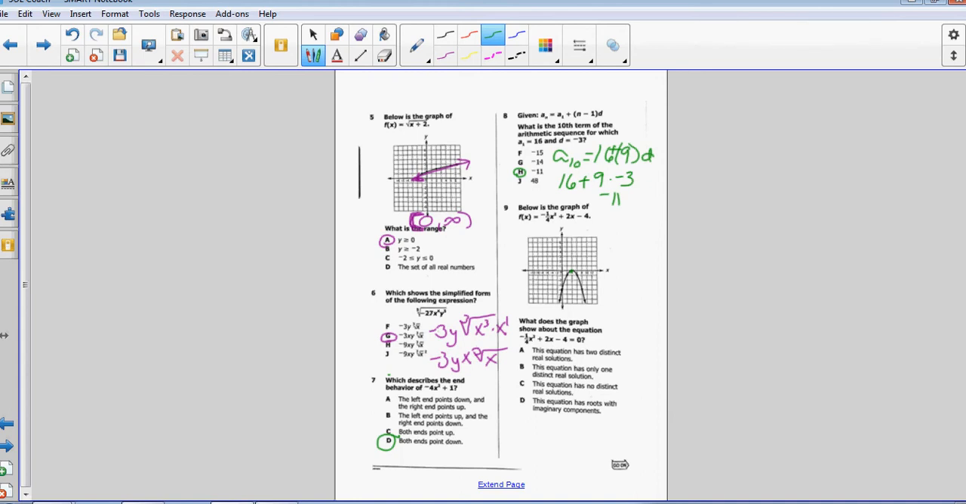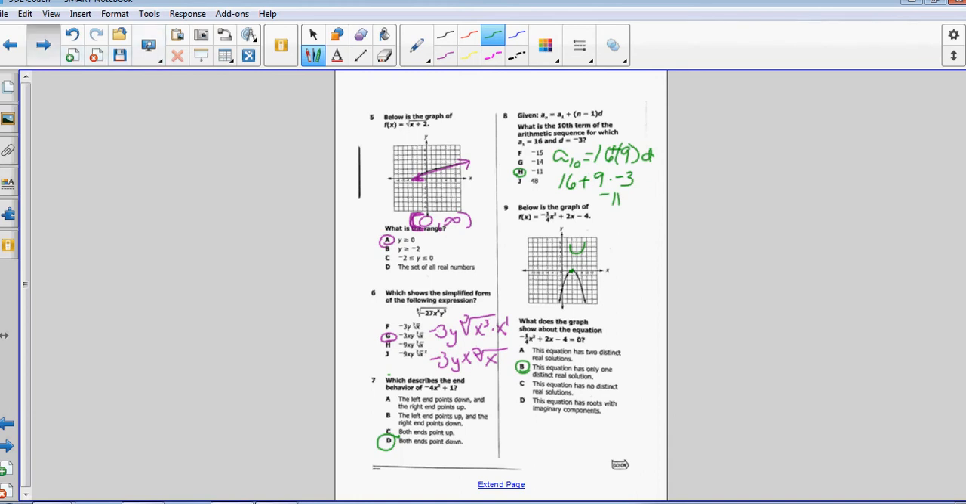It has no distinct real solutions. Remember, that would be if you never touch the x-axis. And the equation has roots with imaginary components, so C and D would actually be the same answer. So the right answer is answer B. It has one solution right here where it bounces off the x-axis, and that's a double root, but that doesn't matter here. It's the one distinct real solution. So we're going to go with that one.